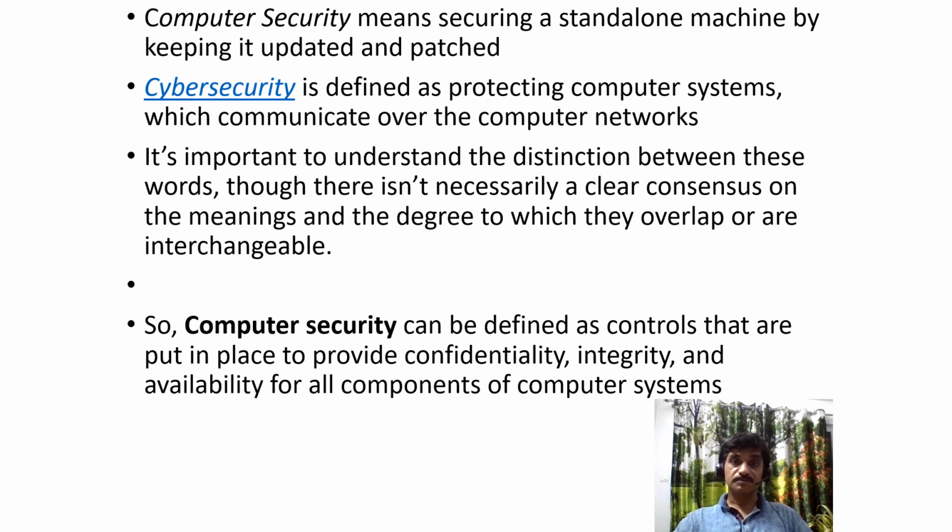It is important to understand the distinction between these words, though there is not necessarily a clear consensus on the meaning and the degree to which they overlap and are interchangeable. Meaning, instead of cyber security we can use computer security. So to what extent is it restricted? Computer security can be defined as controls that are put in place to provide confidentiality, integrity and availability for all components of our computer systems.